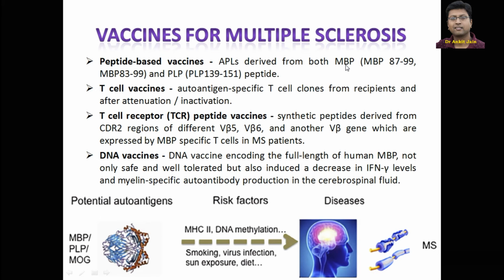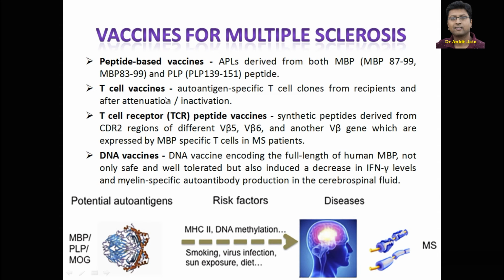basic proteins. There is a change in the amino acid sequence, like 87 and 99 to 83 and 99, and in the PLP, meaning proteolipid proteins, we will change the PLP 139 to 151 peptide.